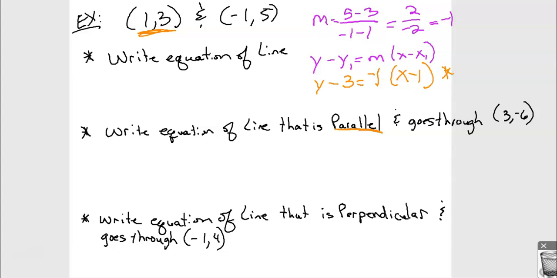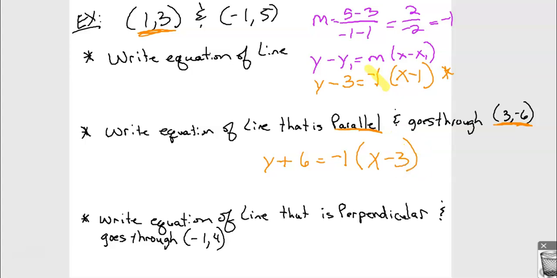Well, parallel lines have the same slope. This has a slope of -1, so we're going to use the same slope of -1, but we're going to use this point. So y minus -6, or plus 6, equals the same slope, -1, times x minus 3.